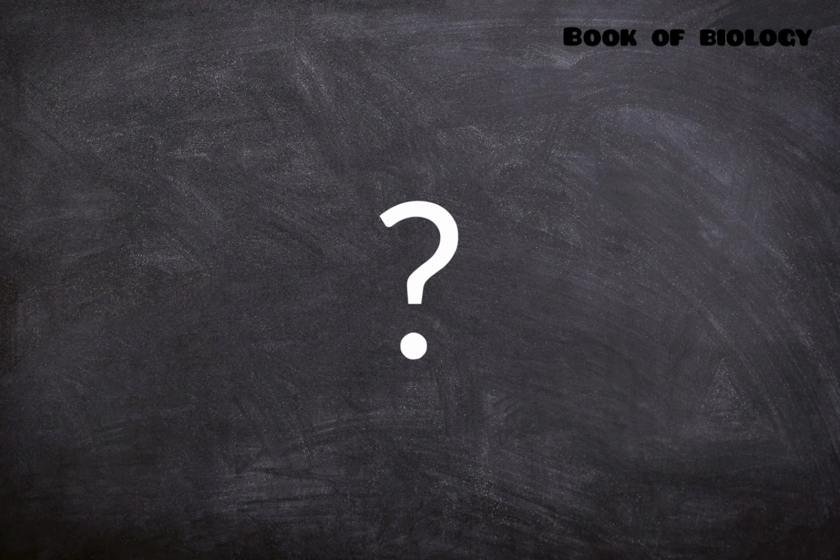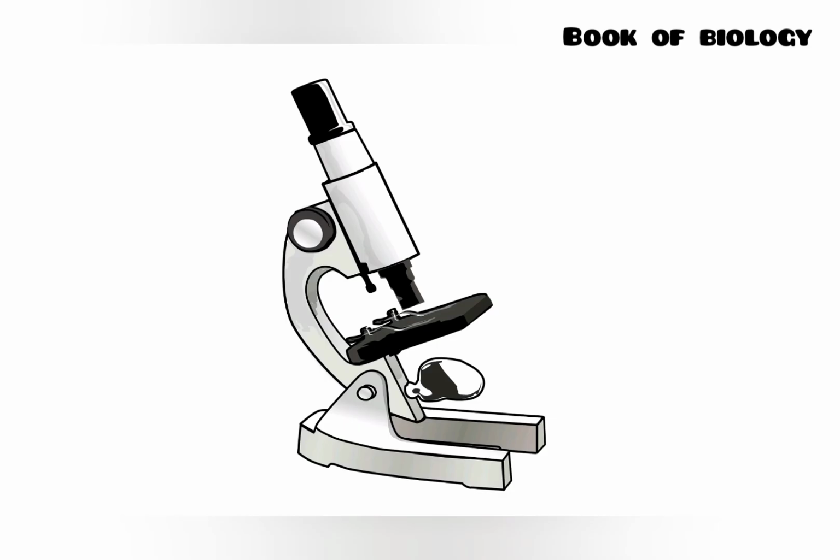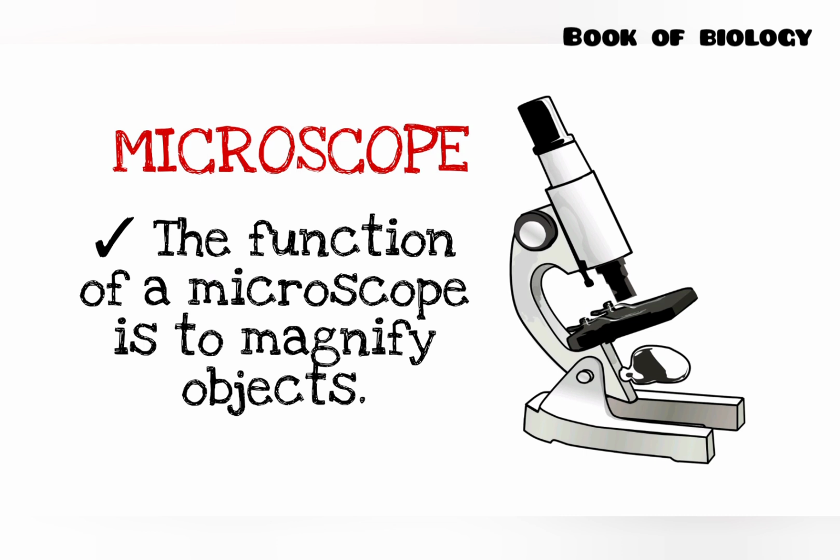Why were Manu's attempts a failure? Can you help him? For this, you must know how to operate a microscope and prepare materials for observation. Do you wonder what is a microscope? This is the microscope. What is the function of a microscope? That is, the function of a microscope is to magnify objects.